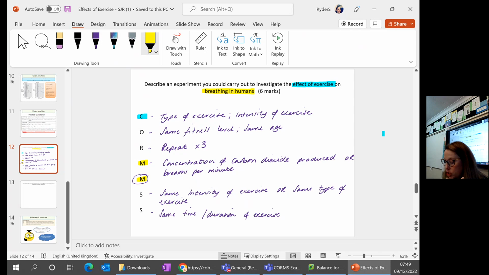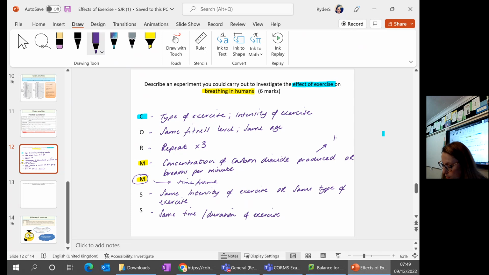For measuring the breathing rate, you can do this two ways. What I've put on here is you can measure the breaths per minute over a set period of time. Remember, the second M is for time frame. Or you can measure the concentration of carbon dioxide produced. If you're going to measure the concentration of carbon dioxide that is produced, you have to tell me how you're going to do that.